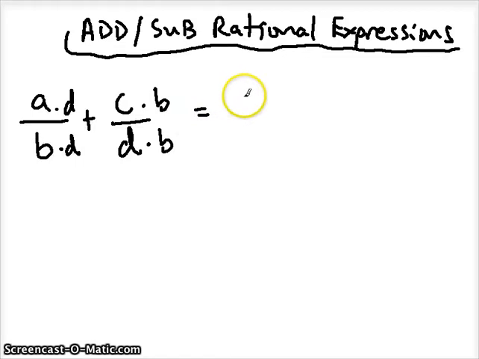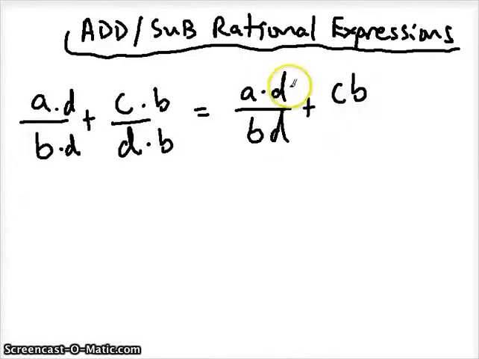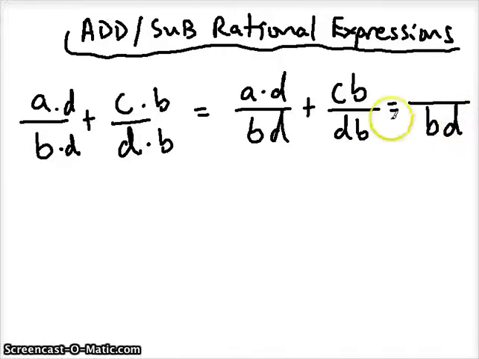So when we multiply A and D together, and B and D together, C and B together, and D and B together. Now that we have the same denominator, we're allowed to rewrite it just using one of those denominators and combine our numerators. So AD plus CB.